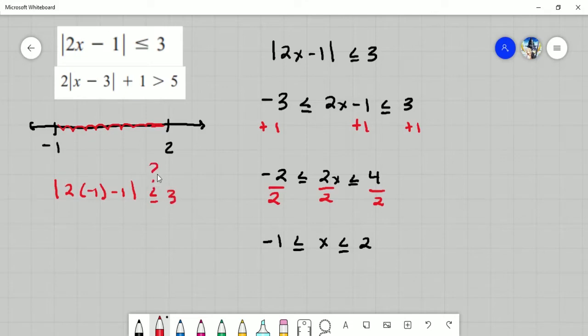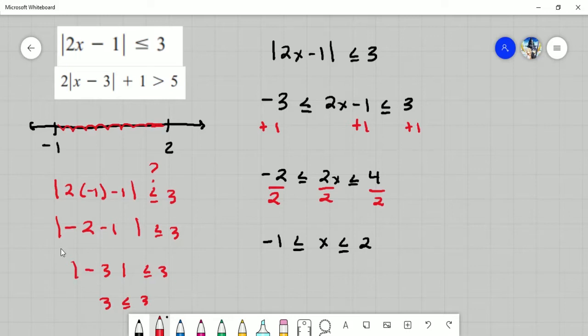Will this be true? 2 multiplied by negative 1 is negative 2, minus 1. Negative 2 minus 1 is negative 3. The absolute value of negative 3 is 3, and 3 is equal to 3. So negative 1 does check out.